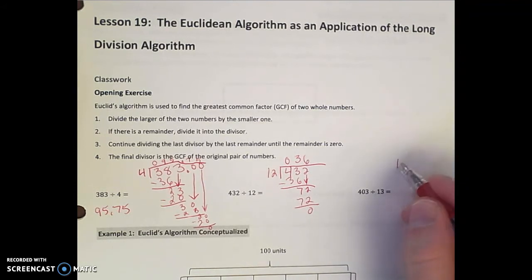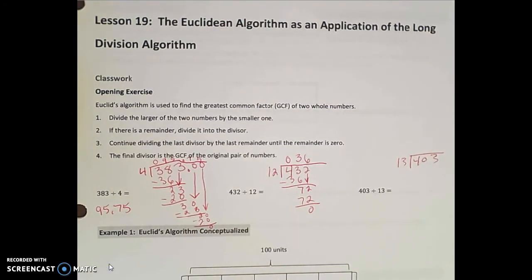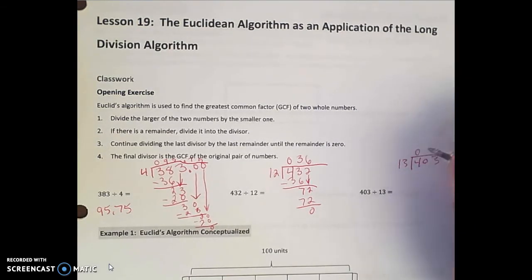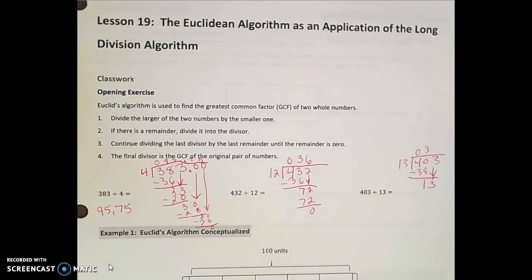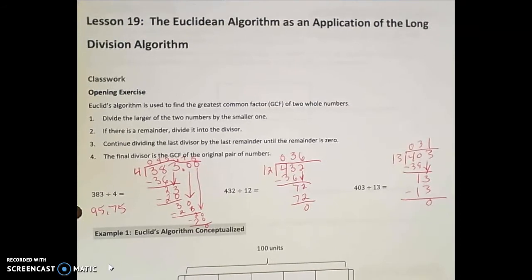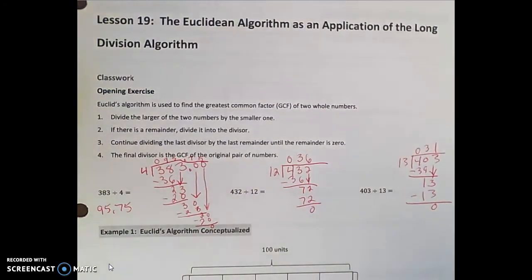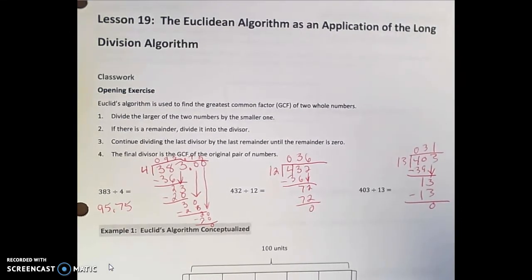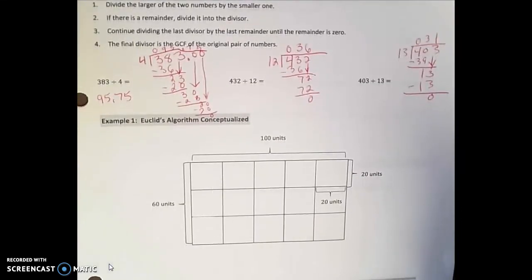Okay, and then last we have 403 divided by 13. So we start off, we see that 3 times 13 will get us 39. 40 minus 39 is 1, and we bring down the 3 ones. You can see that's going to be 1, and we're left with a remainder of 0. Okay, so just some quick practice and review on how to do the long division algorithm. Now let's take a look at Euclid's algorithm conceptualized with a model.